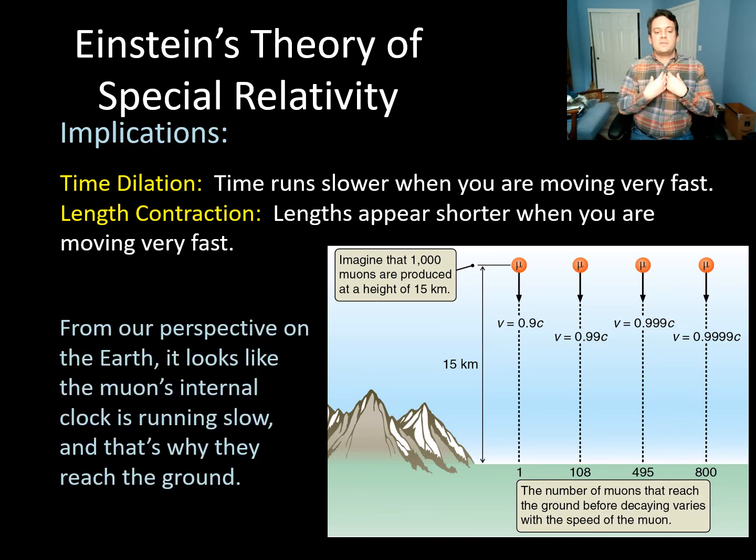So from our perspective here on Earth, as we've said, it looks like the muon's internal clock is running slow, and that's why they reach the ground, because their clock is running slower due to time dilation, and so they wait until their alarm goes off to decay, so to speak. And so they haven't decayed by the time they hit the ground because their clock is running slowly. That's from our perspective. But what about from the muon's perspective? Because if you look at the muon's frame of reference, the muon is just standing still while the Earth is coming up at it, right?